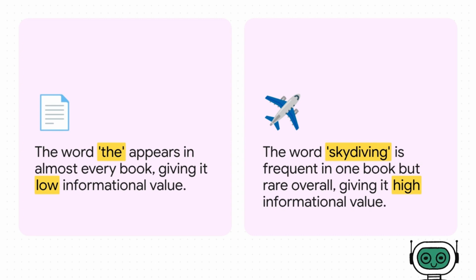Now what about a word like skydiving? It might show up dozens of times in one specific book about extreme sports, but you're probably not going to find it in most of the other books. That combination, being common in one spot but rare everywhere else, is what gives it huge informational value. It's a powerful signal about what that one book is truly about.